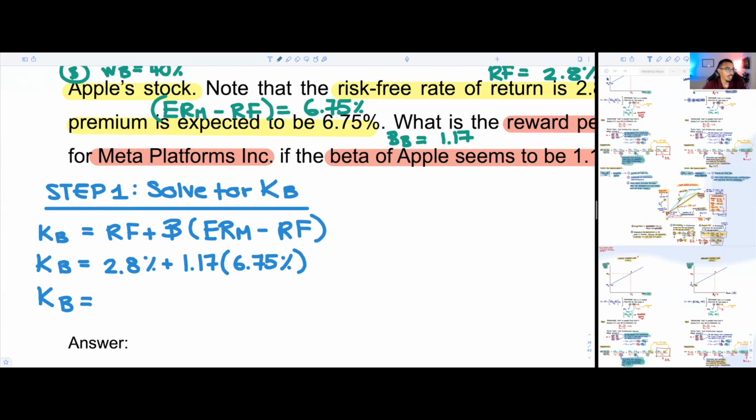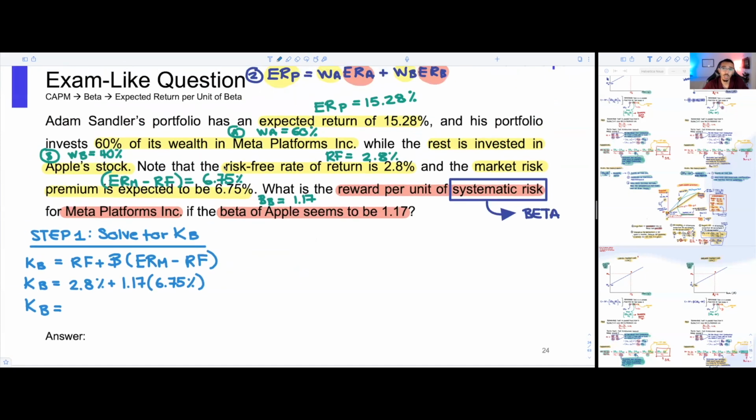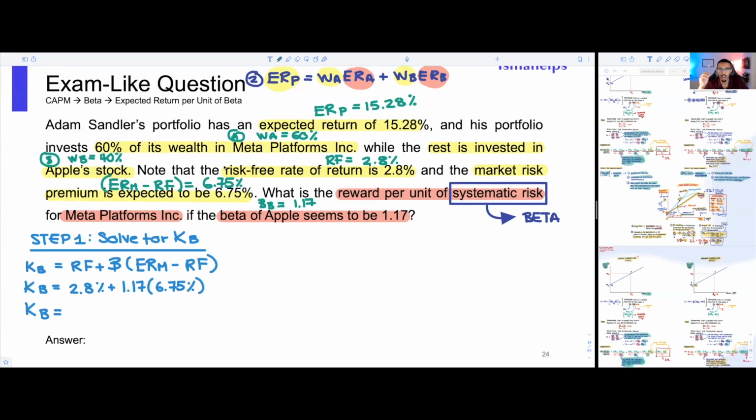6.75. And I like to always take a step back just to make sure that I've placed in all the right inputs. So we know that RF is equal to 2.8. We know that beta is equal to 1.17. We know that the market risk premium is equal to 6.75. So far, so good. That's exactly what I placed into Symbolab. So we should be able to get the correct value.